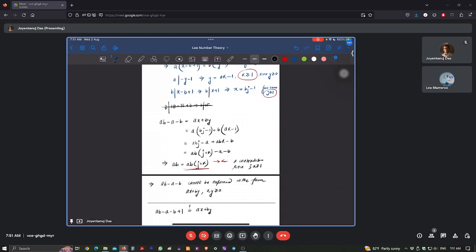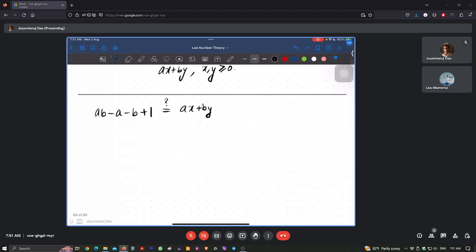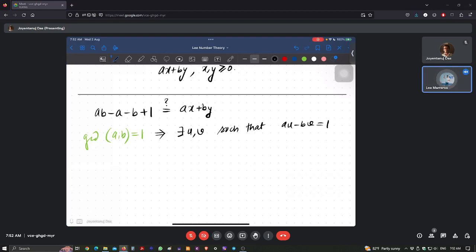So what you can do is, I know that a and b have GCD 1. So by the Euclidean algorithm, I have integers u and v such that au minus bv is one. It was plus, right? Yes, au plus bv, but we know that one of them has to be negative.